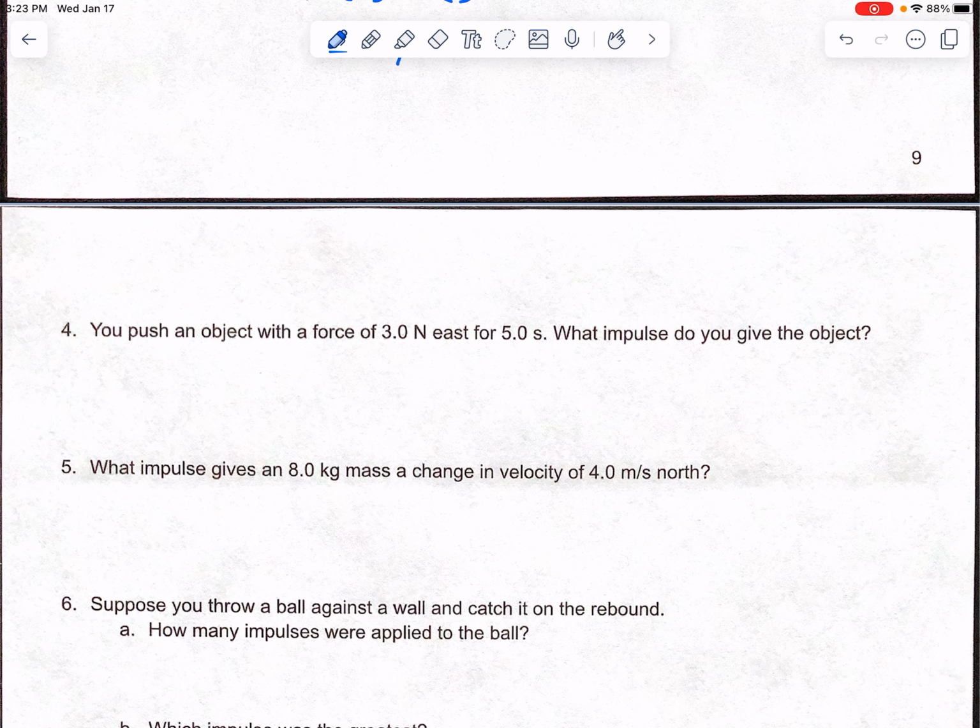Number 4, you push an object with a force of 3 newtons east for 5 seconds. So I have force, I have time. What's the impulse? So we're going to just do J equals F times t. So J equals 3 times 5, and you get 15 newtons times seconds.